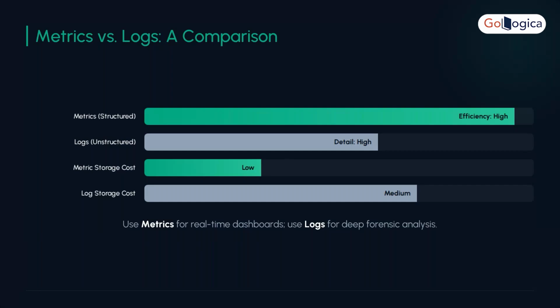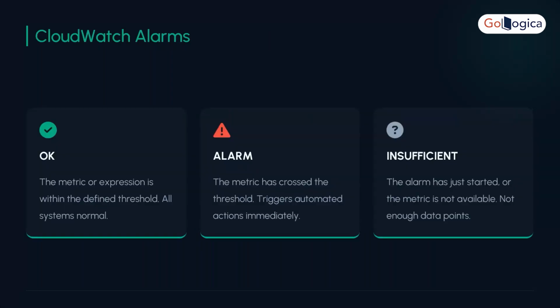So use metrics for real-time dashboards, and use logs for deep forensic analysis. When you want to know what exactly happened, you should go with the logs. And when you want a clear visualization of your infrastructure in real time, you can go for metrics. Then coming to CloudWatch alarms.